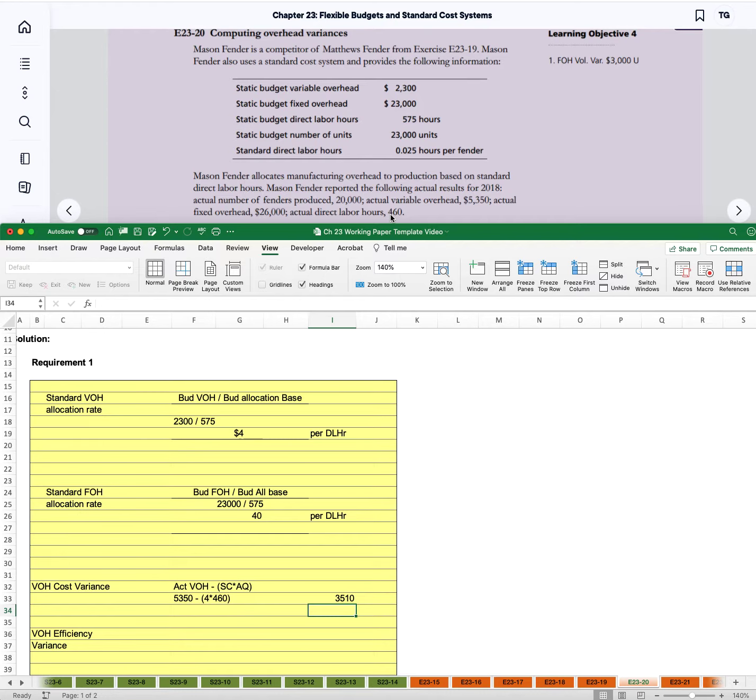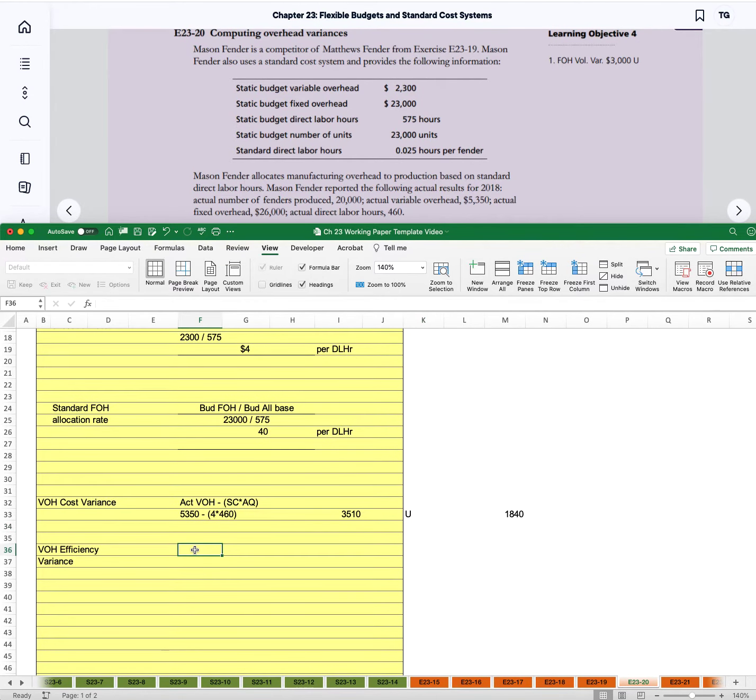I'm going to do it over here on the side. Let's calculate that: 4 times 460, and we get 1,840. When we're looking at this, we have an actual variable overhead of 5,350 but we were expecting it to be 1,840. So we know that this is unfavorable because the variable overhead was 3,510 more than the standard should have been.